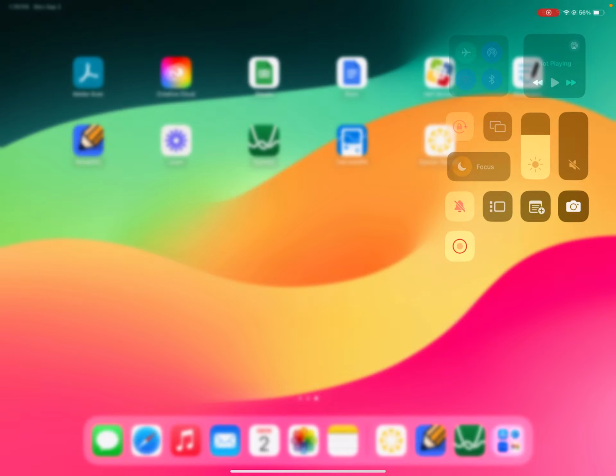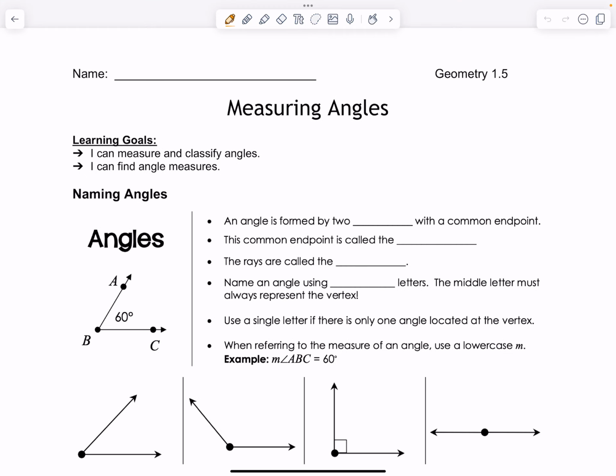All right, let's go ahead and go over the notes from section 1.5 on measuring angles. So an angle is formed by two rays with a common endpoint. This common endpoint is called the vertex, and the rays are called the sides of the angle. You can name an angle using three letters, and the order doesn't matter except that the middle letter must also always represent the vertex.